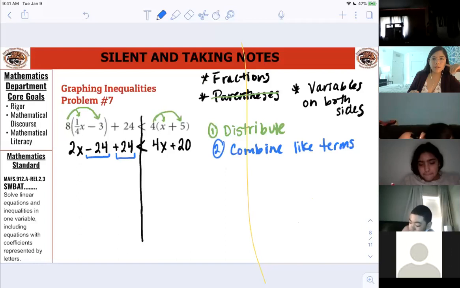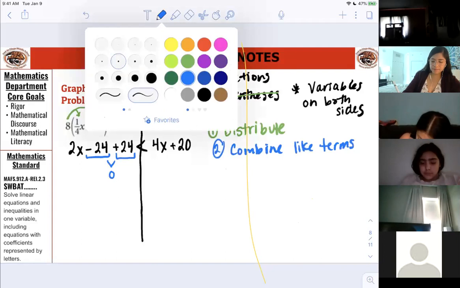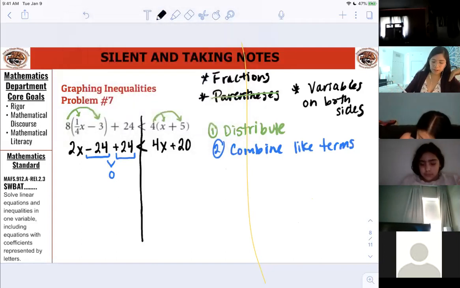What does that do? If we combine them, it makes them a 0. It makes it 0, exactly. When you combine those together, you get 0. So it basically cancels them out, and you can bring everything else down. So these 24s are no longer, they're out. So now I just have 2x is less than 4x plus 20.